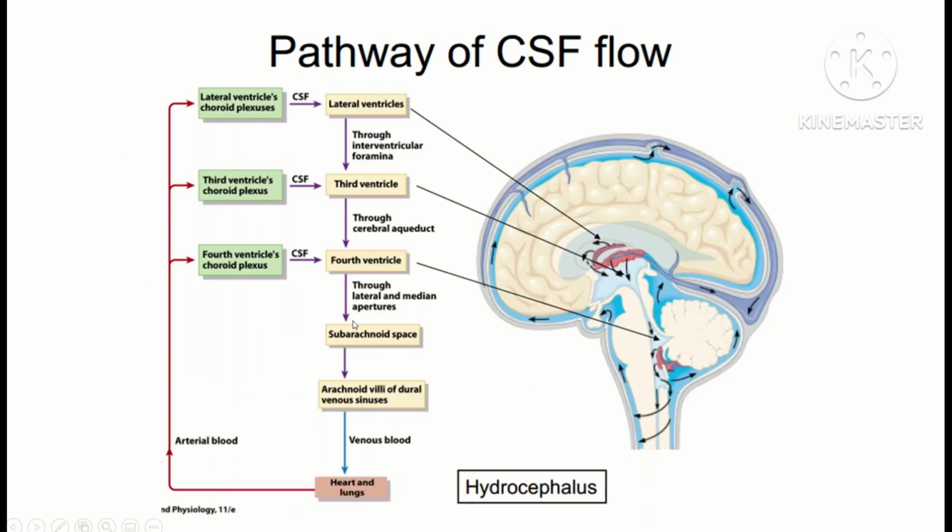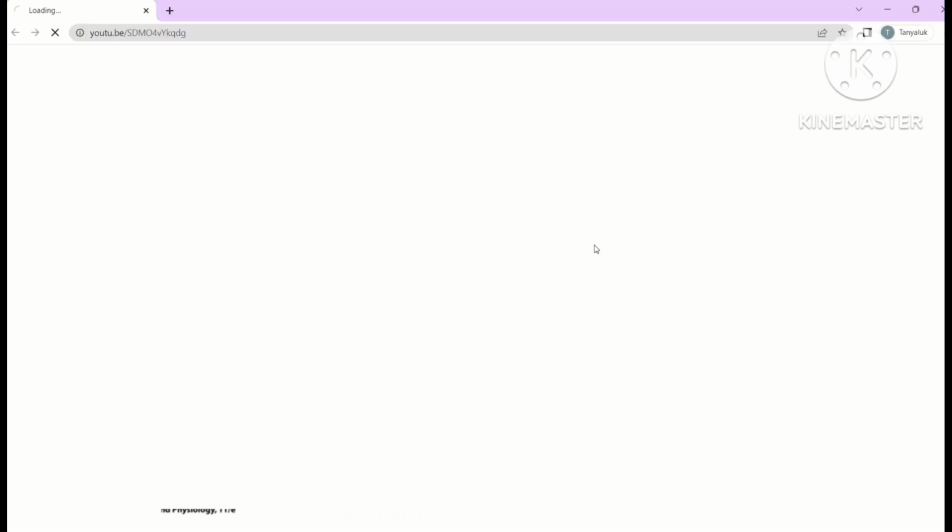Okay, I will explain the normal pathway of CSF flow. The CSF is produced in the choroid plexus, and then goes through the lateral ventricles, to the third ventricle, through the fourth ventricle, and around the spine. It goes through the subarachnoid space, and is absorbed in this area called the arachnoid villi. Okay, I will show you the clip video.